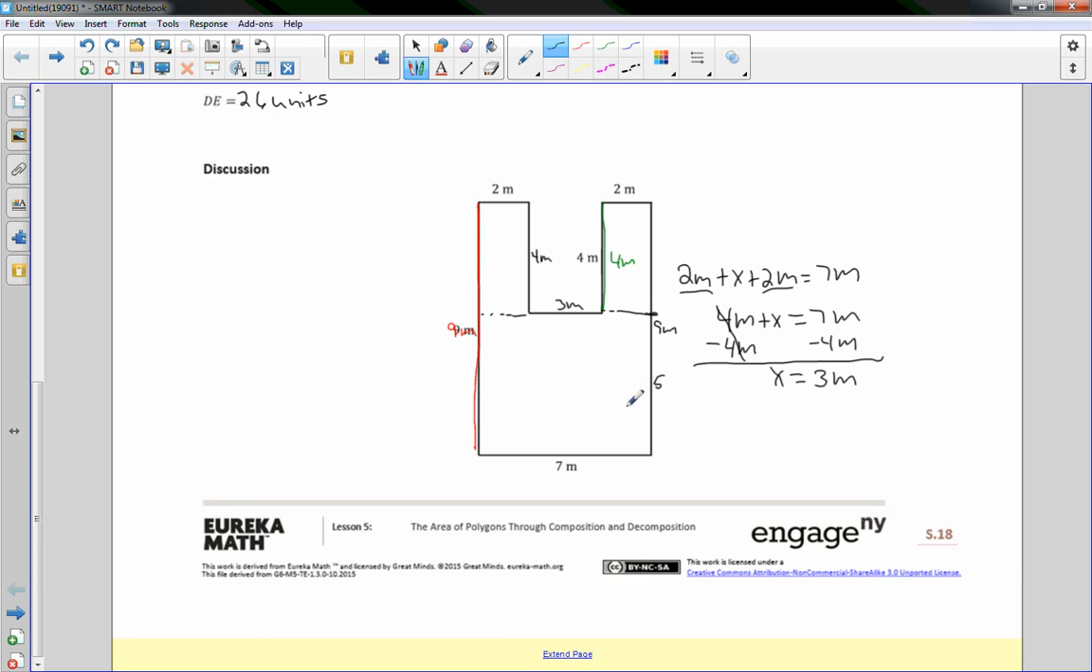So I'm taking this one step further, explaining what we can calculate once we know all the sides. We could also do perimeter: 7 plus 9 plus 2 plus 4 plus 3 plus 4 plus 2 plus 9. Okay, so just given a few values or distances, the lengths of certain pieces, we can figure out what the rest of them are and find perimeter and area.